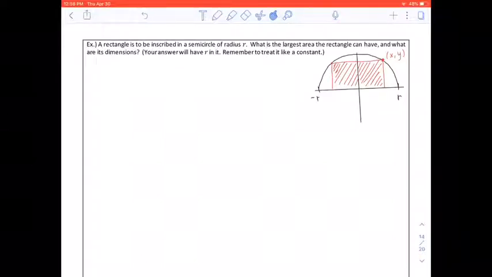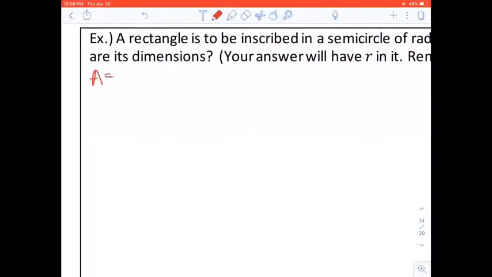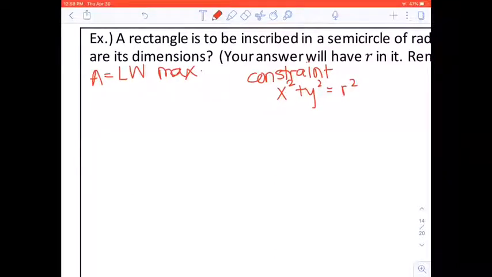So looking at this, it says largest area of the rectangle, and an area of a rectangle is going to be length times width. So we have area is equal to length times width, and this is what we want to maximize. We are going to have a constraint equation also. And our constraint equation is by that semicircle, which is going to be x squared plus y squared equals r squared. But again, we're only dealing with half of it, and we'll talk about that in a minute.